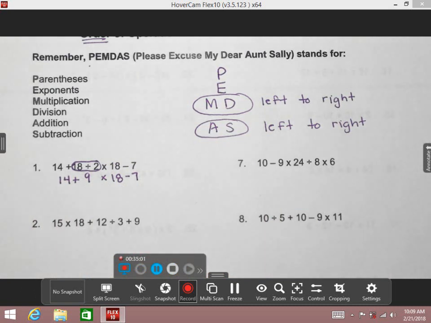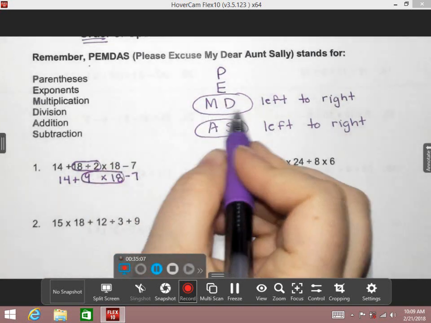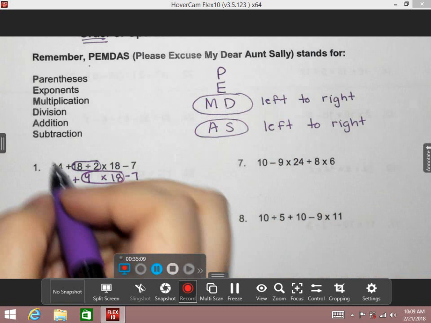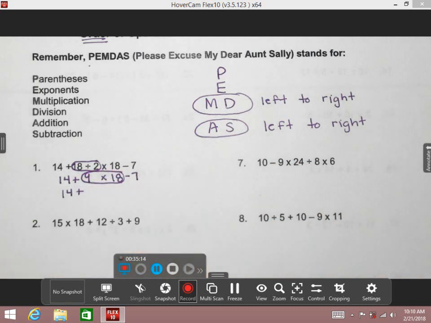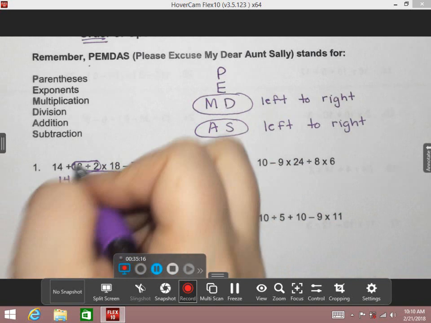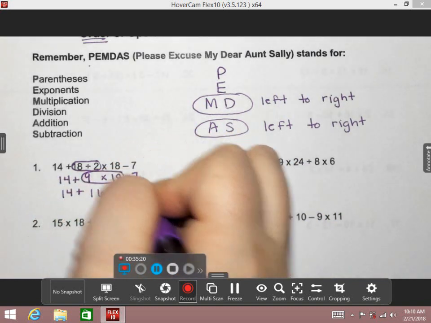All right. Now what operation am I going to do, Caleb? Multiplication. Because we still have that multiplying and dividing comes before adding and subtracting. So 14 plus, what's 9 times 18? Nick? 162. And then we still have minus 7.